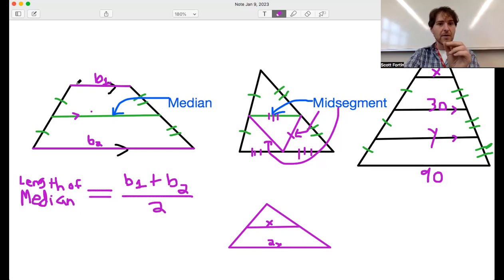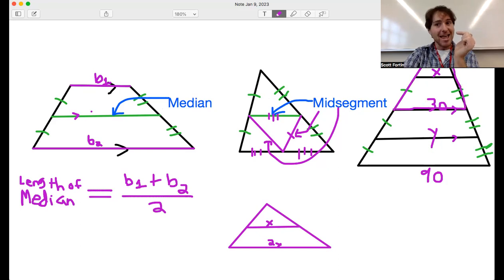I have a trapezoid up top. I have a whole trapezoid here. So trapezoids galore when it comes to mid-segments and medians, okay? So if we look at this diagram, where to begin, okay? Check it out. I have a triangle up here. Look, I have another triangle right here.